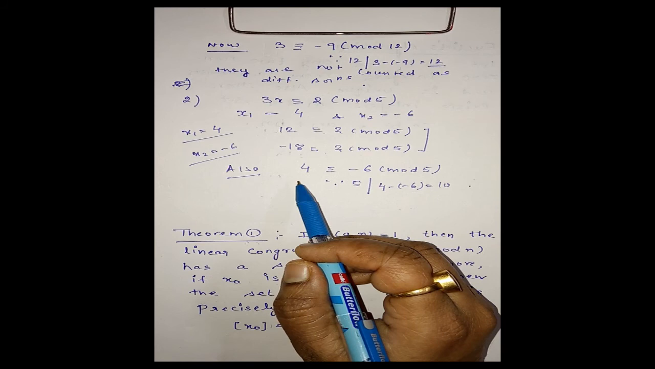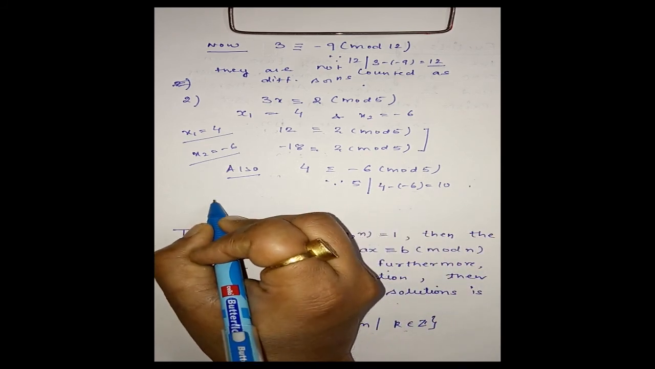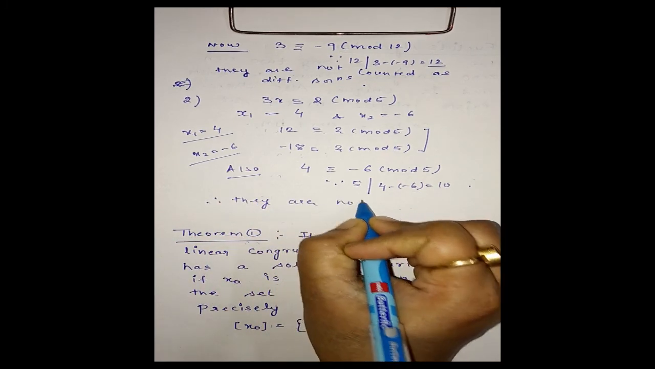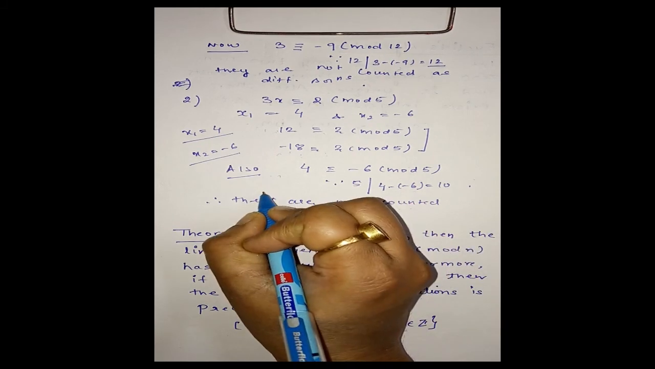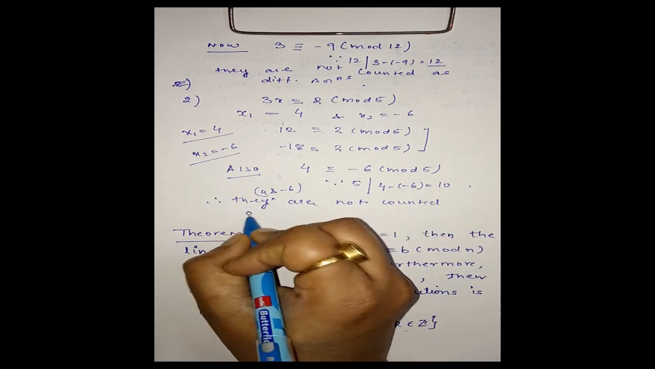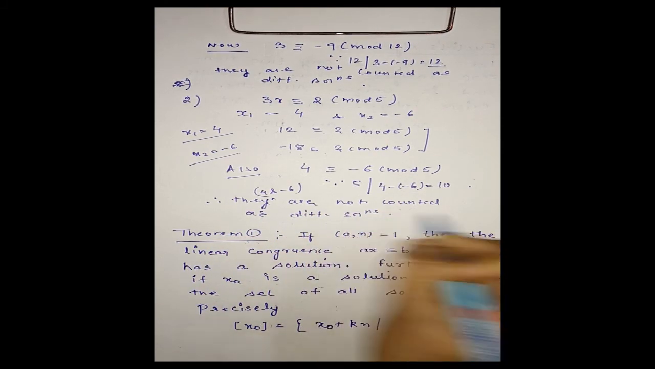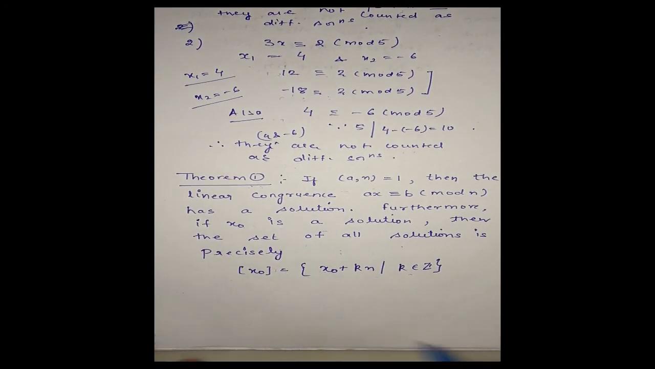That means here also we treat them as equal. Therefore, 4 and minus 6 are not counted as different solutions. Okay, clear? Now we come to the theorem.